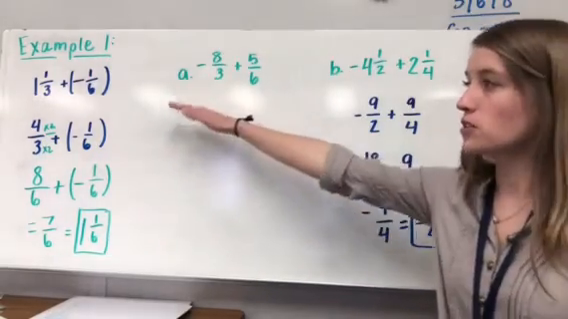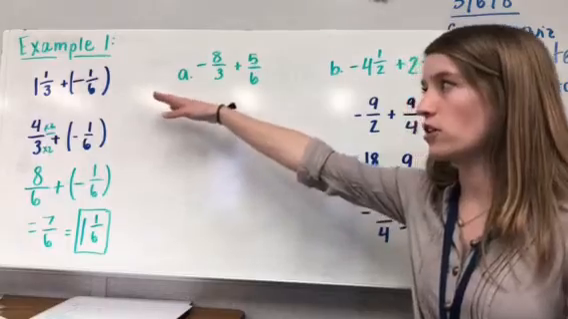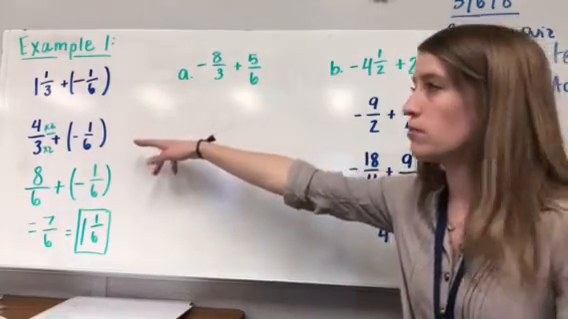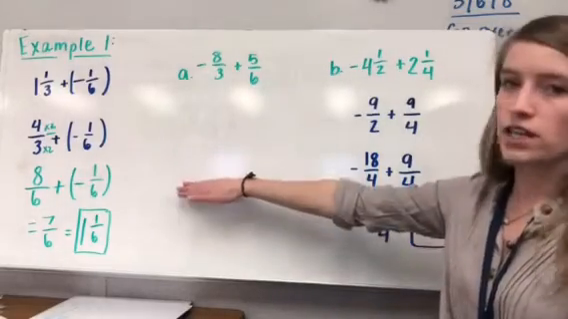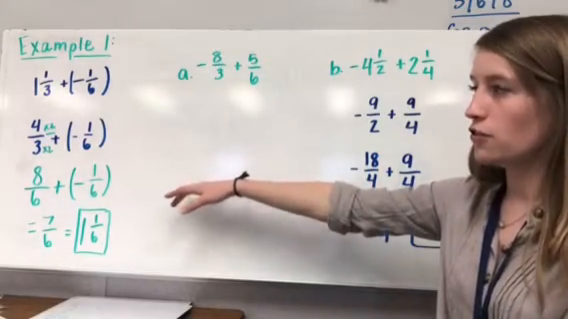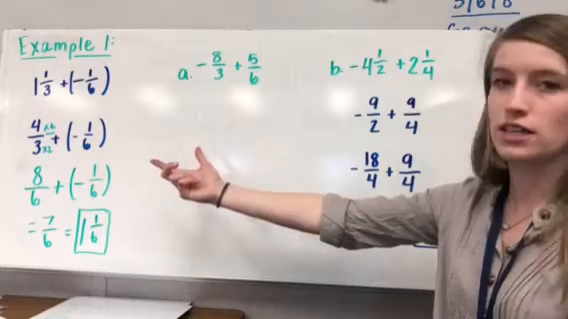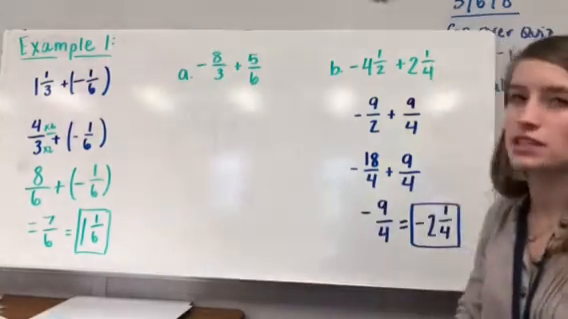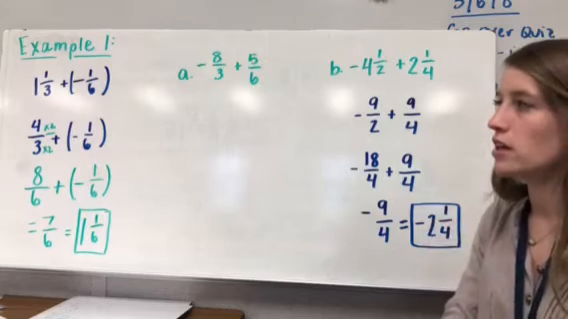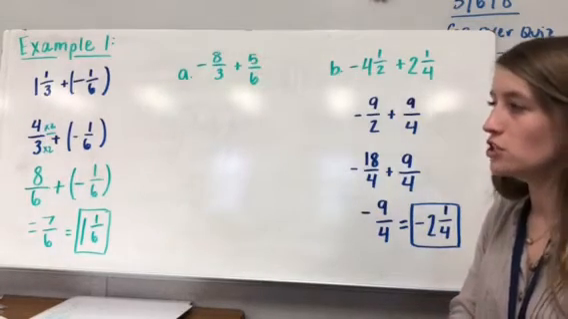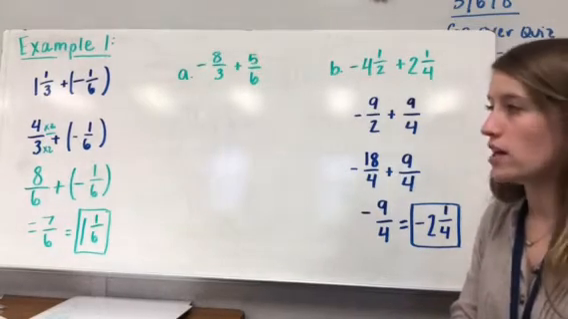In this case, my first step was to say instead of 1 1/3 plus -1/6, I'm going to make both my mixed numbers into improper fractions. Then I'll find a common denominator. I look for the least common multiple of 3 and 6. That happens to be 6. So I only need to change 4/3 to be 8/6. I multiply the top and the bottom by 2. Now I can go ahead and add.